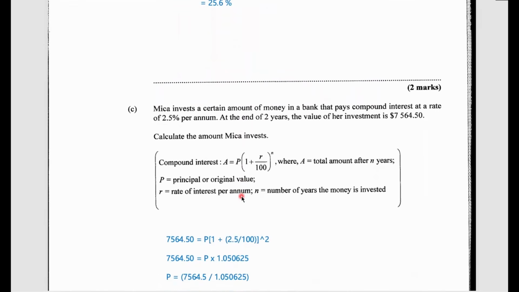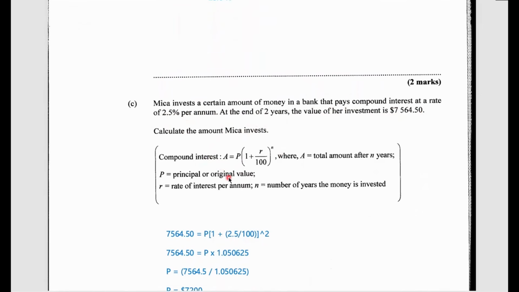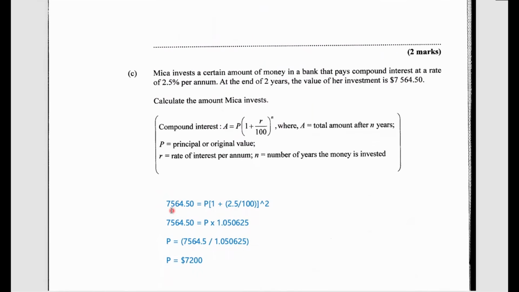Okay, cool. Part C, Micah invests a certain amount of money in a bank that pays compound interest at a rate of 2.5% per annum. At the end of 2 years, the value of the investment was $7,564.50. Calculate the amount Micah invests. Using the compound interest formula, let's see what's going on here. So we know that the amount of the investment was this value. So you have 7,564.5 equal to P, which we do not know. That's the amount that Micah would have invested initially.